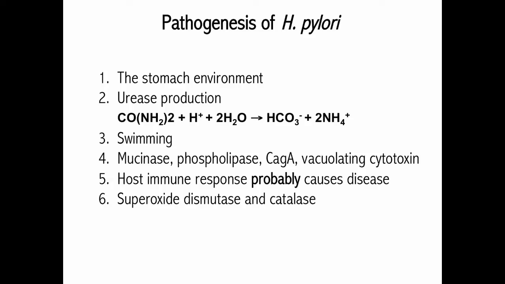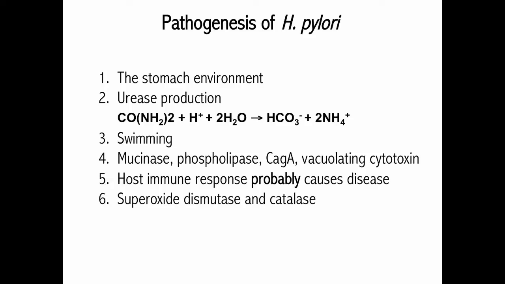So the equation here of the urea plus the protons, obviously in an aqueous environment on the left of this equation, is dealing with the breakdown of urea in the presence of acid and water, and that produces bicarbonate and ammonium. And the bicarbonate and ammonium act as a buffering system, and so they can control the pH very close to the bacterium.